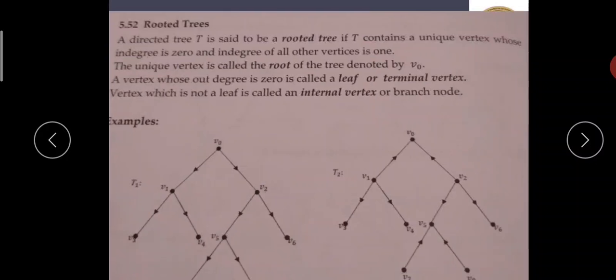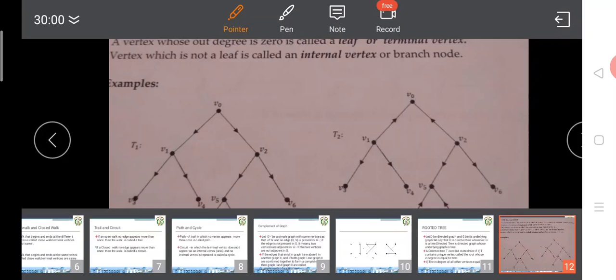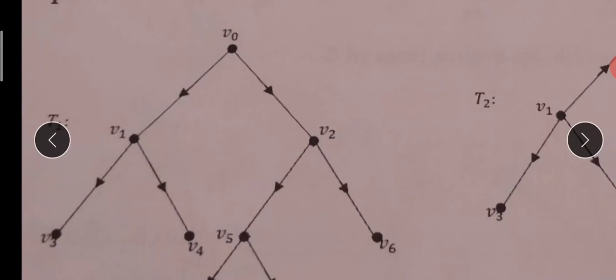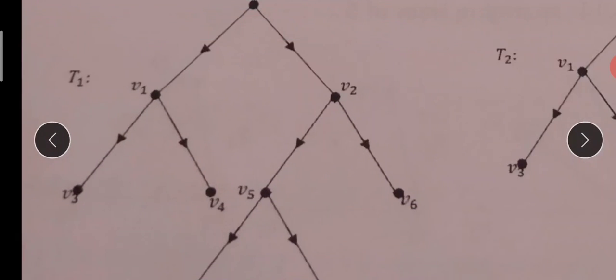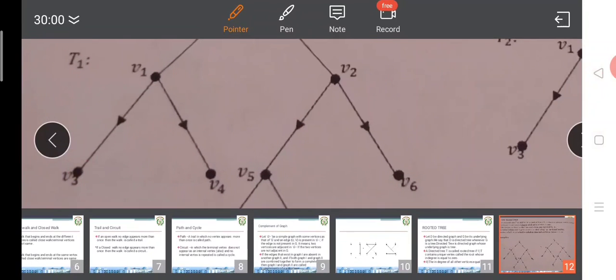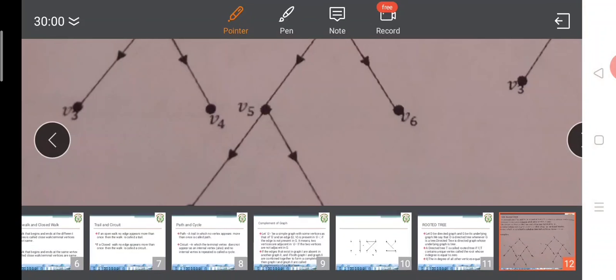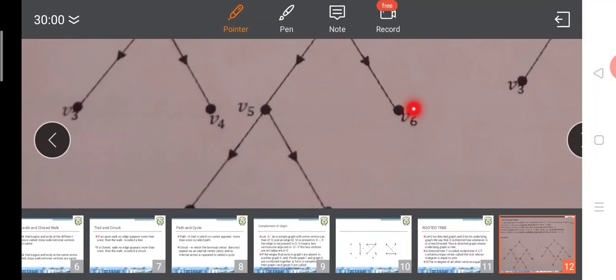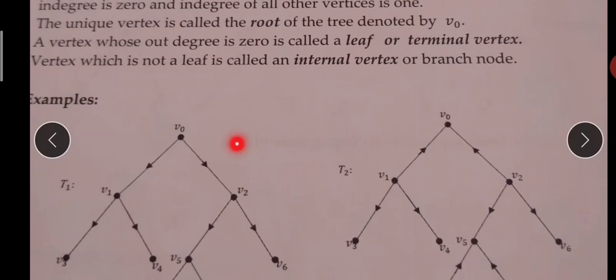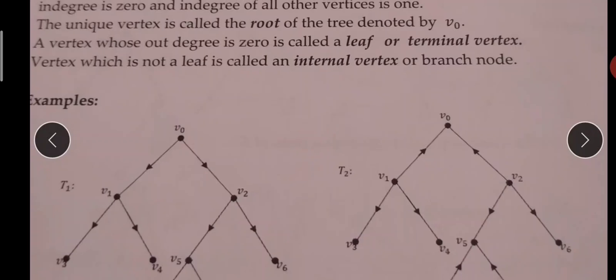A vertex whose out degree is 0 is called a leaf, the last elements in a tree. If you observe, this is a root and these are all the leaves. Root means in degree is 0, no other edges inserted to that vertex, while leaf means out degree is 0. V3 is a leaf, V4 is a leaf, V7 is a leaf, V8 is a leaf, V6 is a leaf. In degree 0 is called root, out degree 0 is called leaf.